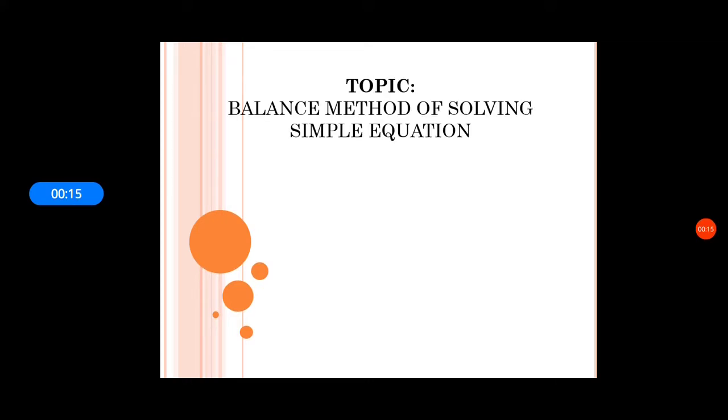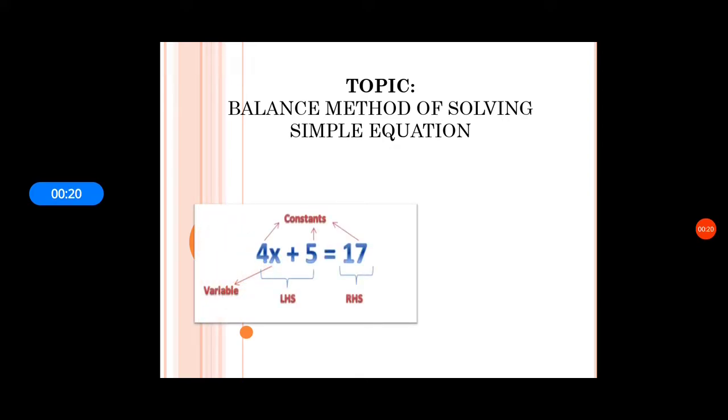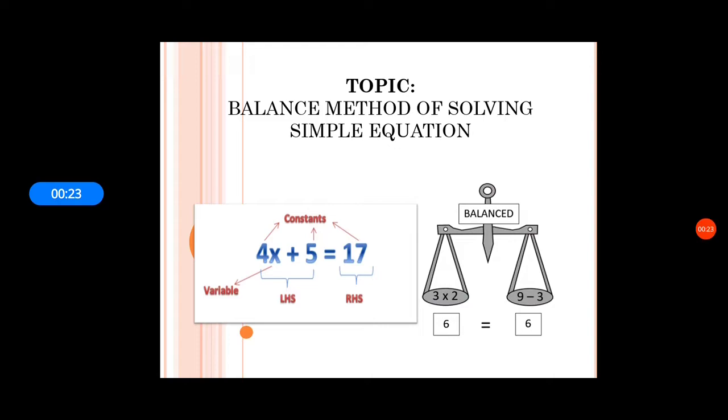Today we shall be talking about the balancing method of solving simple equation. Remember, last week we talked about simple equation, how we can identify it, how we can translate simple equation to word problem, and how we can translate word problem to simple equation. Today we want to look at how we can solve both the left hand side and the right hand side to make them equal. That's what we call the balanced method of solving simple equation.